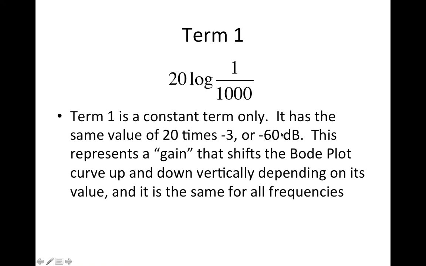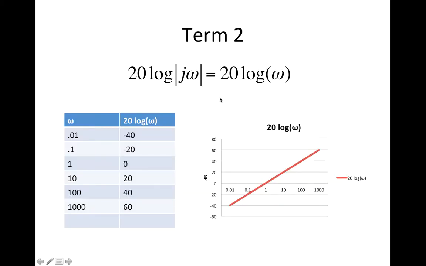So basically, we're going to take our final plot and add or subtract this constant gain to every point on the plot, and that's going to have the effect of shifting the Bode plot curve up and down vertically depending on its value. And this is constant across all frequencies, so it's just going to take your Bode plot curve and move it up and down. Okay, term 2, 20 log times the absolute value of j omega.